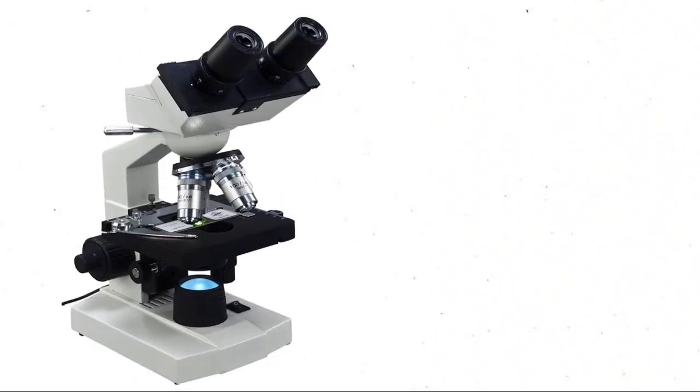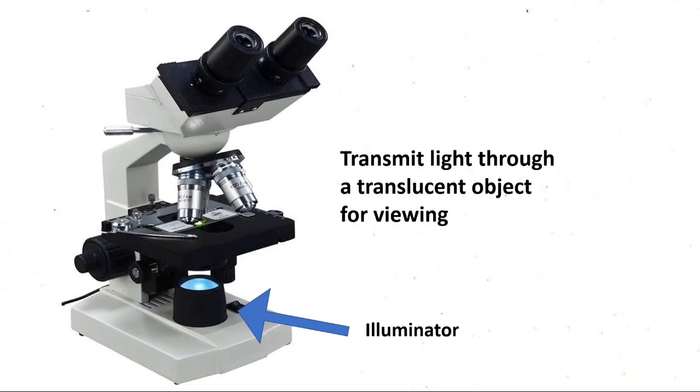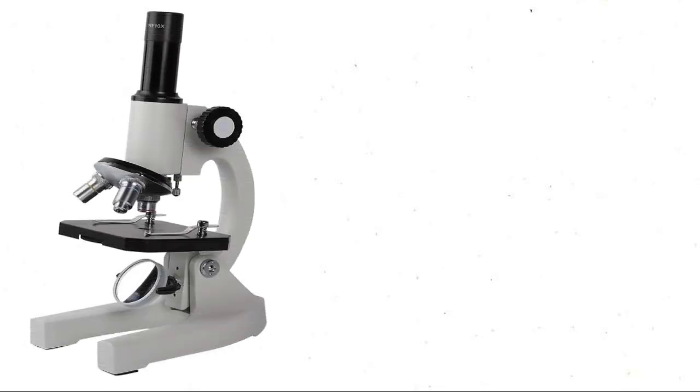The next part is the illuminator. Where is the illuminator? I mentioned it a while ago. That's the illuminator. It provides light and transmits light through a translucent object. Some objects do not allow light to pass through them, but this illuminator helps light go through any translucent object. When we say translucent object, light passes through it but not completely.